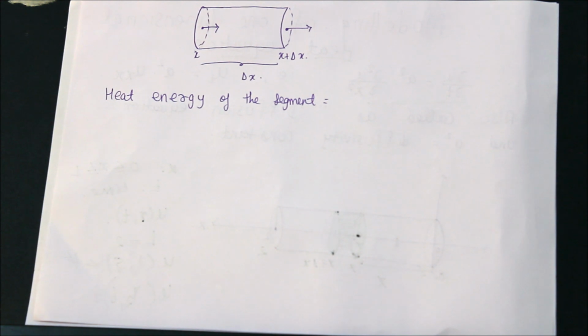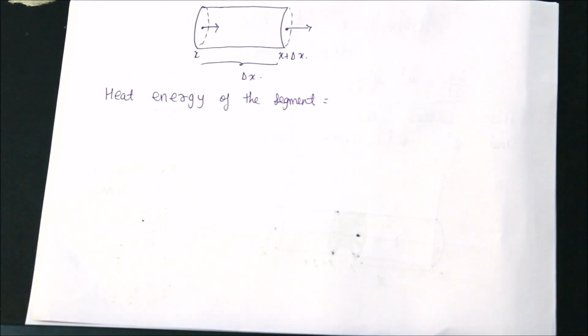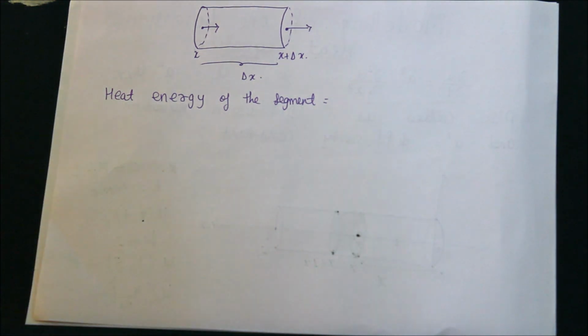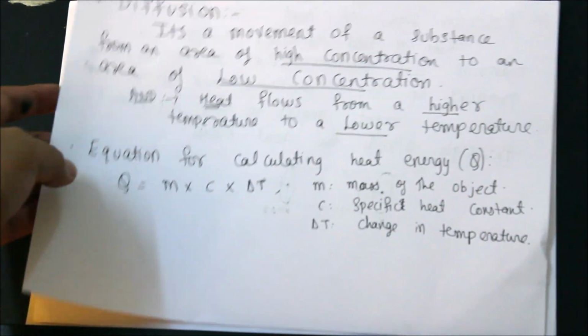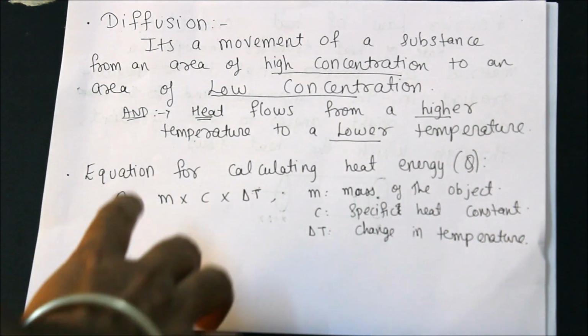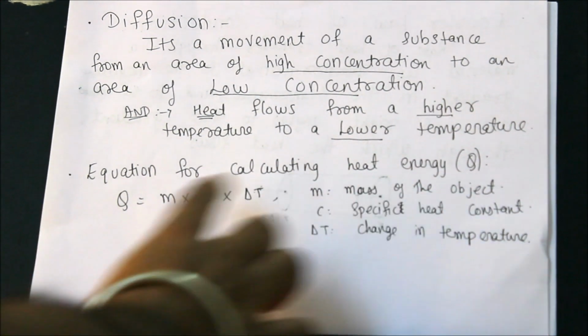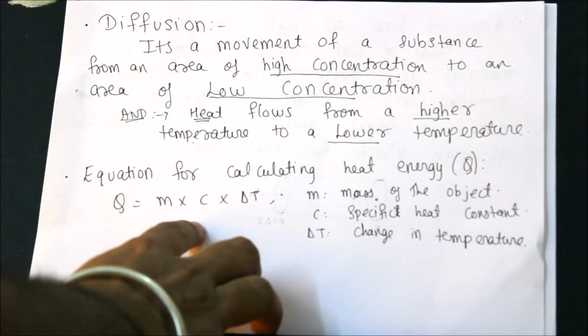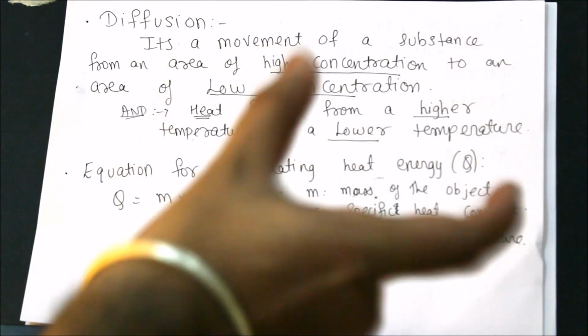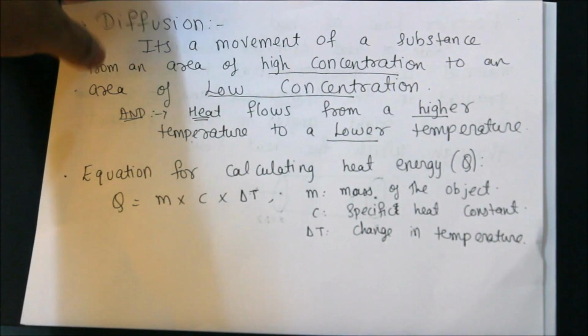The first thing: what is the heat energy of this segment? If you have seen it before, it's well and good. If not, this is the equation for calculating the heat energy. If Q is my heat energy, it is the product of mass, specific heat, and the change in temperature. If you know the mass of the object, its specific heat, and the change in temperature, that will give the heat energy of that object.